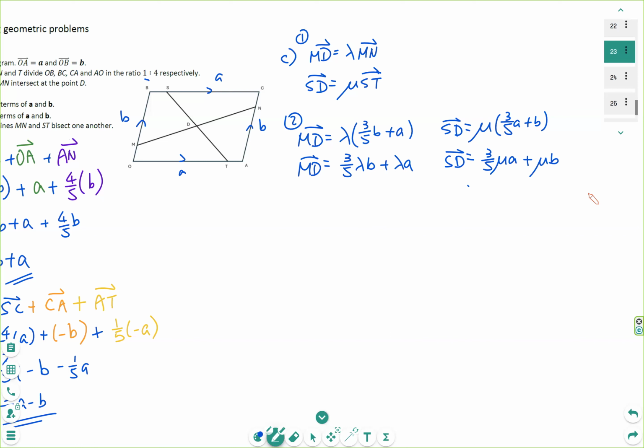Okay, so after that, what's next? I've got MD, I've got SD. Third step, I need to rewrite MD but include SD. So how to do that? I need to go through this route. So I must go through MB and then your favorite BS and then SD. Okay, so MD, we know MD in here, which is 3/5 of lambda B plus lambda A. We can rewrite the left hand side equals.